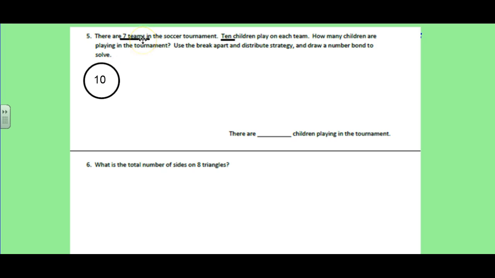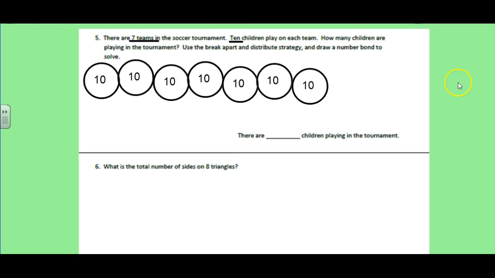So if we know we have 7 teams and there's going to be 10 children on each team, then all we have to do is draw 7 groups with 10 in each group. So why don't you push pause and get that drawn on your paper and push play whenever you're ready to move on. Okay, so we've got 7 groups to represent 7 teams, and we've got 10 in each group because there's 10 children on each team.